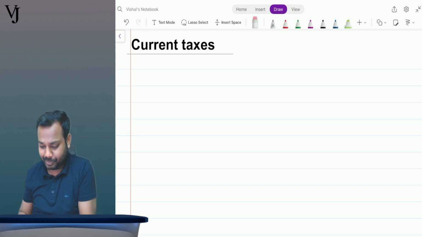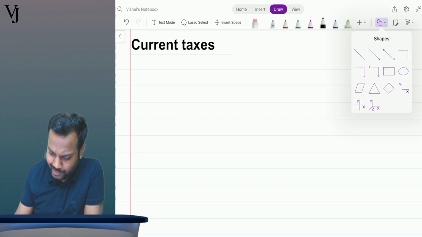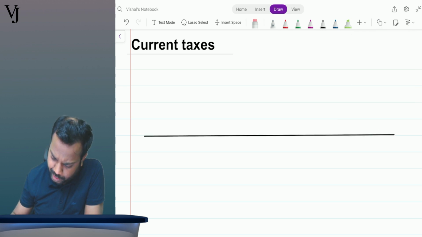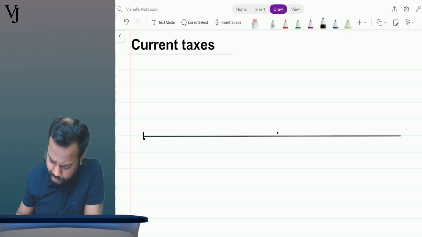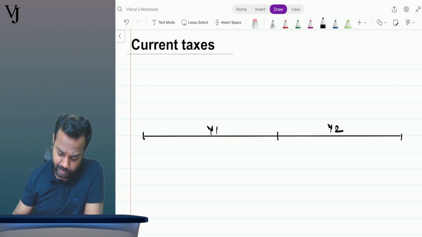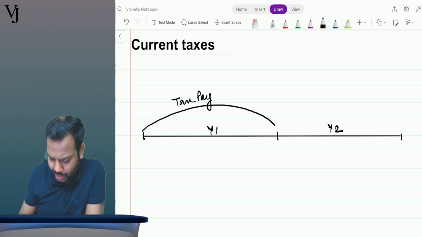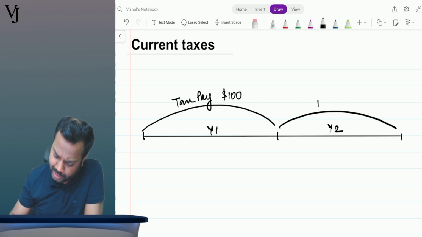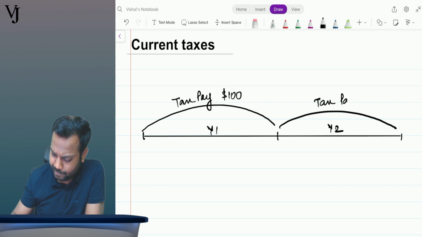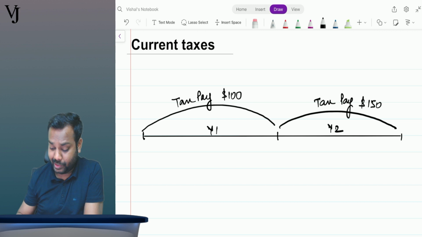Let's understand. We'll start with the very basics. Let's suppose this is year 1 and this is year 2. The amount of tax payable for year 1 is, let's suppose, $100, and the tax payable for year 2 is, let's suppose, $150. Now understand.